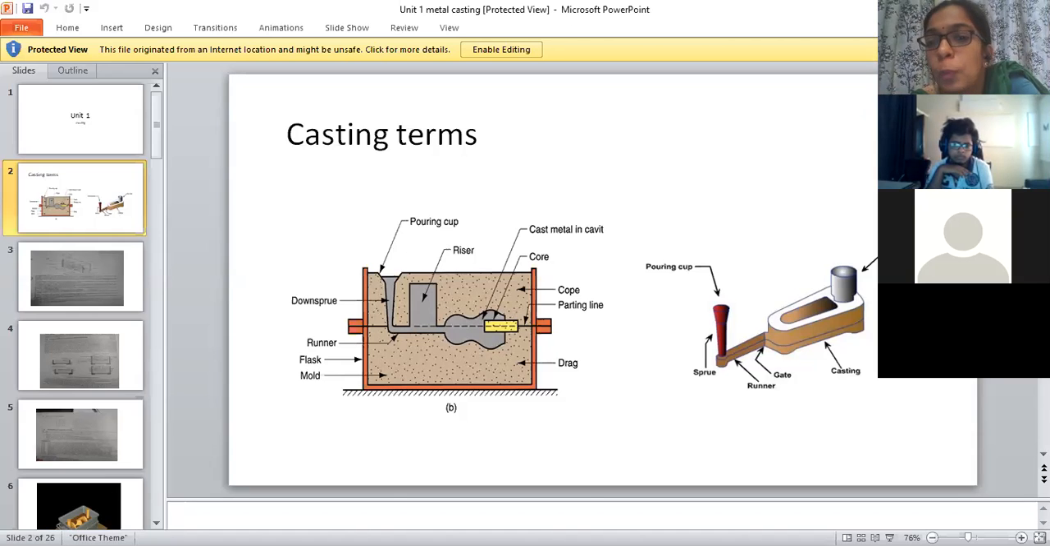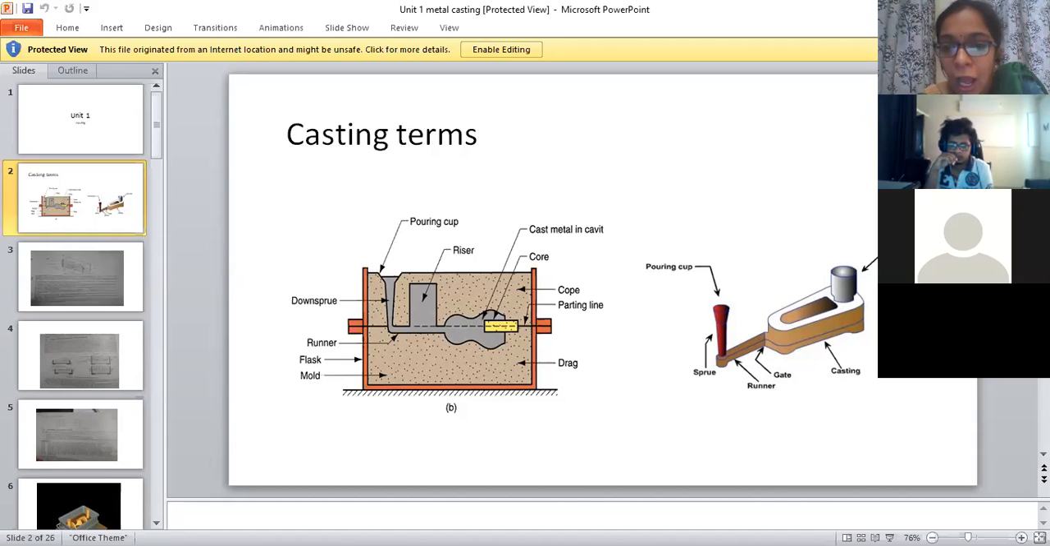So this is a split pattern. There are different types of patterns: a single pattern, a split pattern. We'll see them in the next slide. Here they are using two split patterns, one on the cope and one on the drag. These are the pins which you will use to align the two flasks.